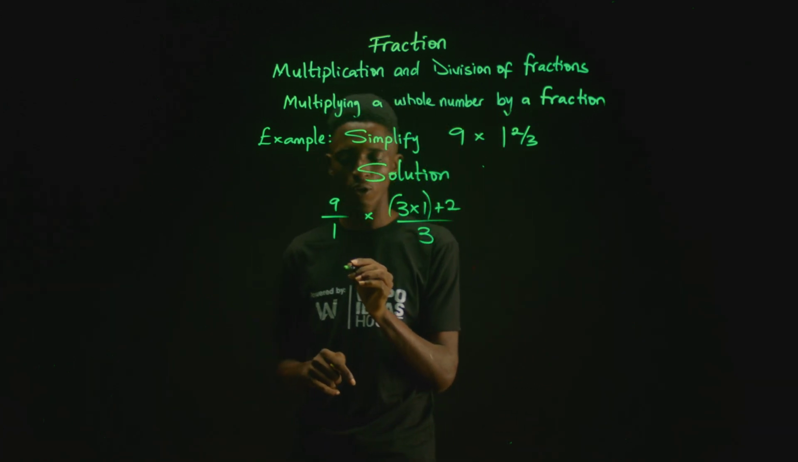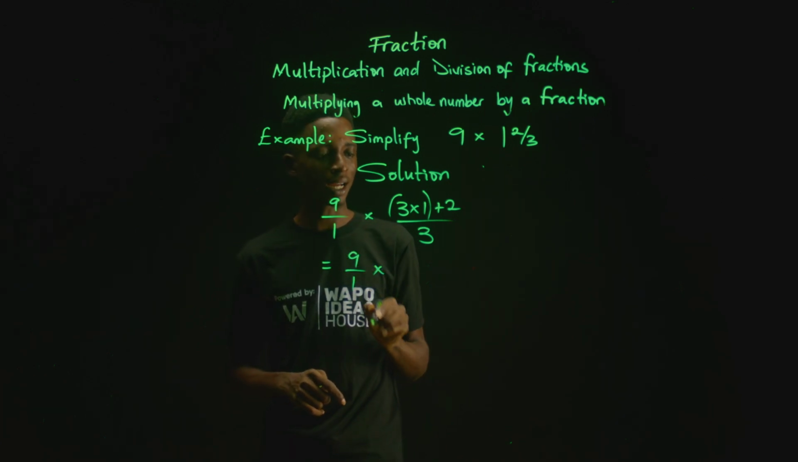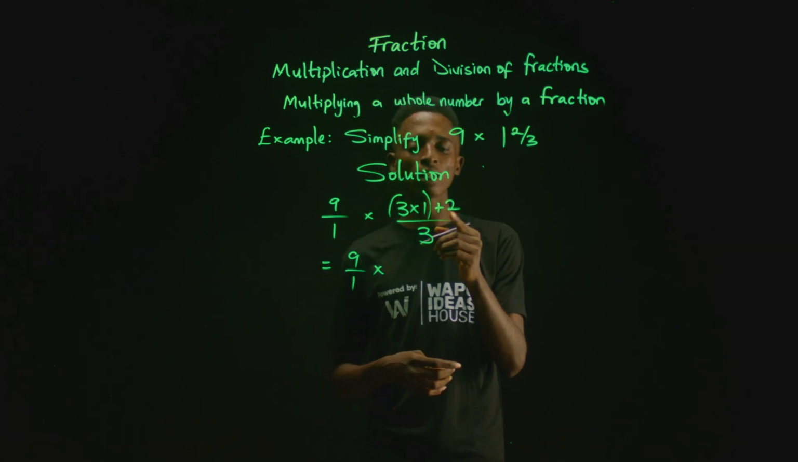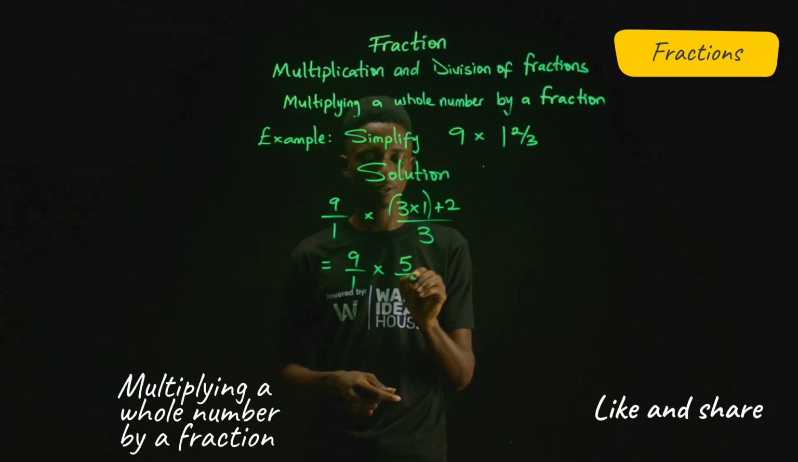Now, let's simplify this further and see what we get. That is, here we are having 9/1 multiplied by. Now, 3 multiplied by 1 will give us 3. And then when we add 2 to that, we will get 5. So we have 5/3.